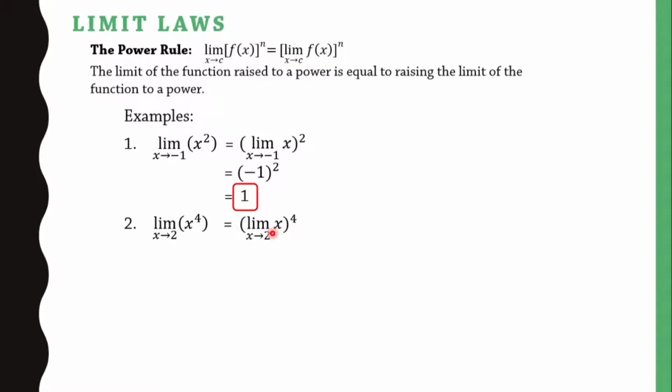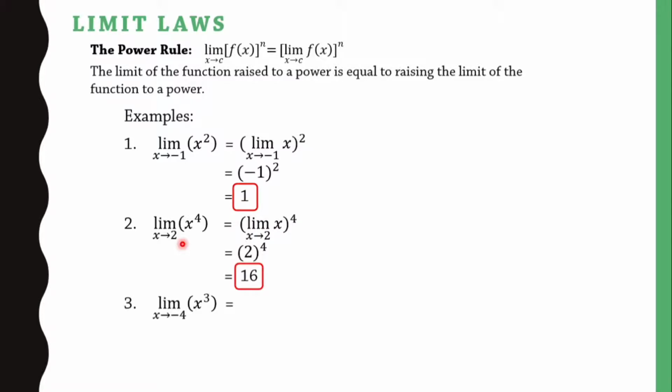Now, the limit of this whole expression is equal to c, or that is equal to 2, using the identity rule. Now, we raise that to our exponent 4, so that's 2 raised to 4. 2 raised to 4 is multiplying 2 by itself 4 times. So that's 2 times 2 times 2 times 2, or 2 raised to 4, is equal to 16. So the limit of x raised to 4 as x approaches 2 is 16.